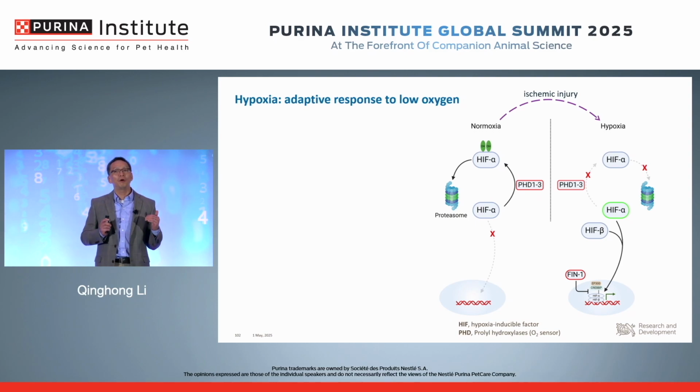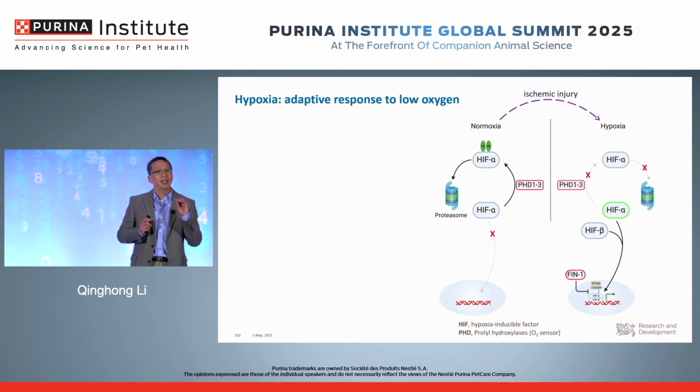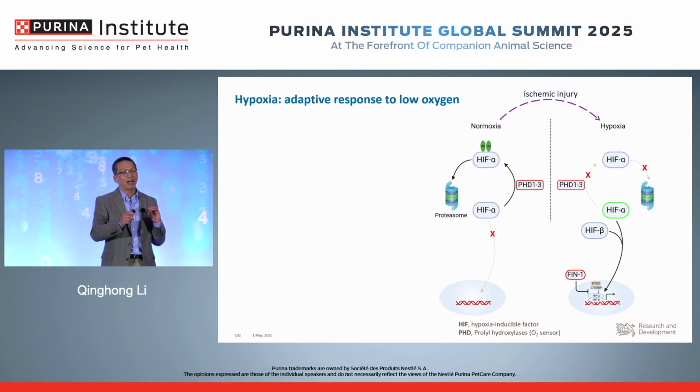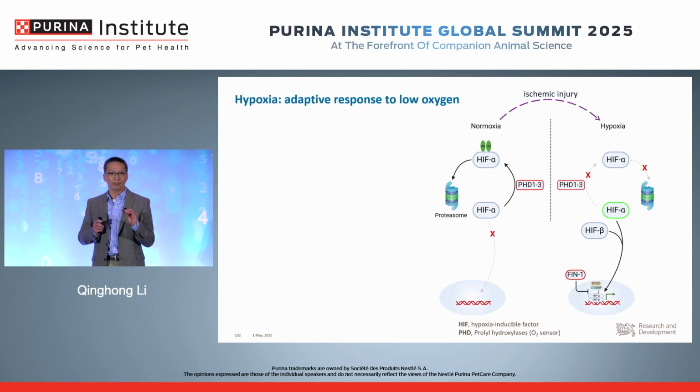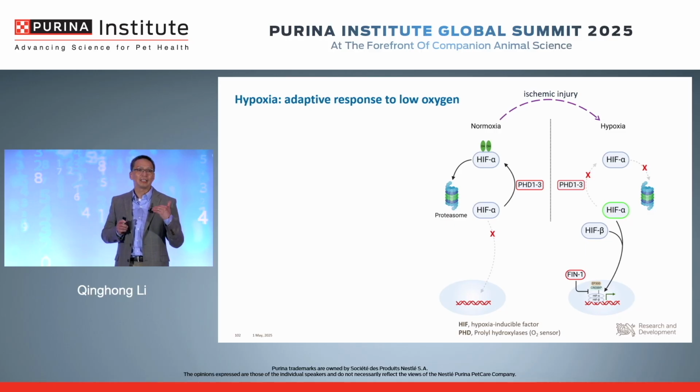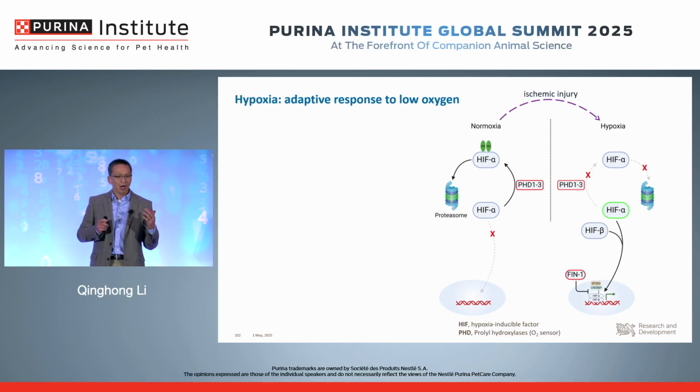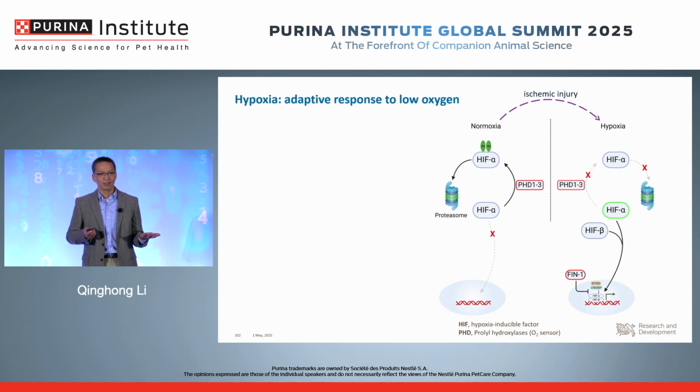So under normal physiological conditions, these oxygen sensors, PHD, can sense that the oxygen level is optimal, and so they can hydroxylate this protein called HIF-alpha, hypoxia-inducible factor. Once HIF-alpha is hydroxylated, it can be recognized and degraded by the proteasome. So in normoxia, hypoxia signaling is not induced.